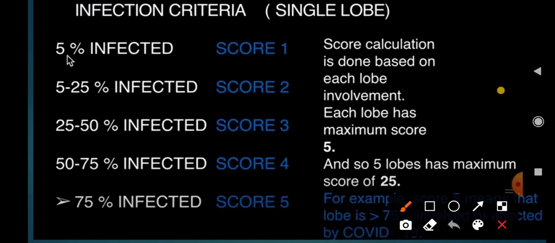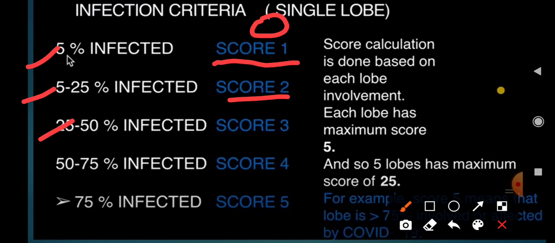Yes, score 0 means 0% infected lung; the patient is absolutely fine, with no involvement. Score 1 indicates up to 5% infection of the lung. Score 2 is 5 to 25%, score 3 is 25 to 50%, score 4 indicates 50 to 75% infected, and score 5 means more than 75% infection of a lung.